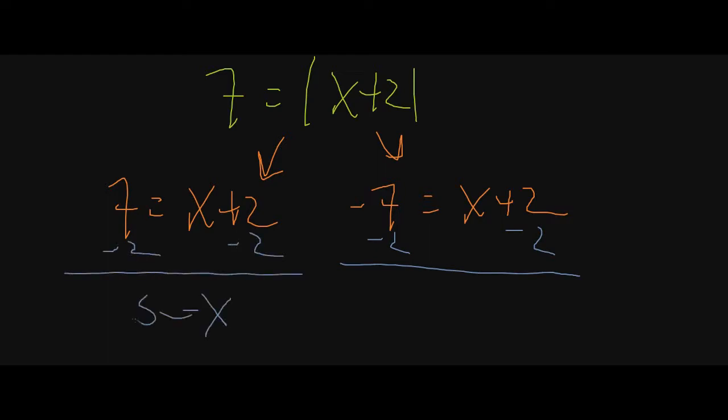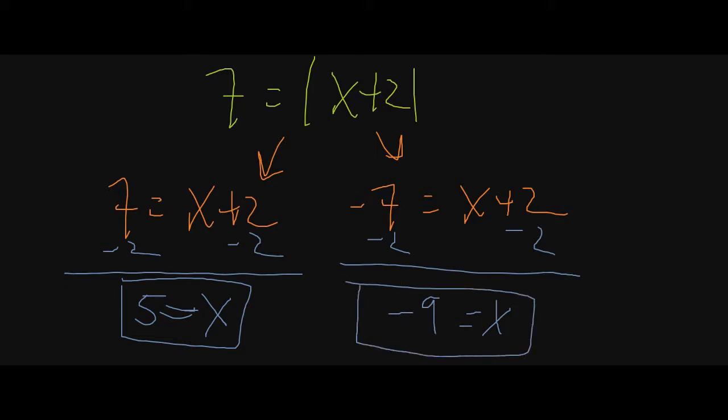And we're going to get x is equal to 5. And we're going to get that x is equal to negative 9. That's my two answers. These are two more difficult questions. Hopefully this helps you to understand how we go about doing this.